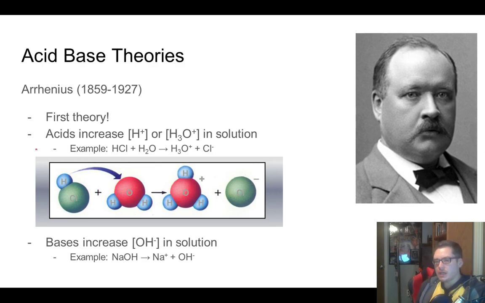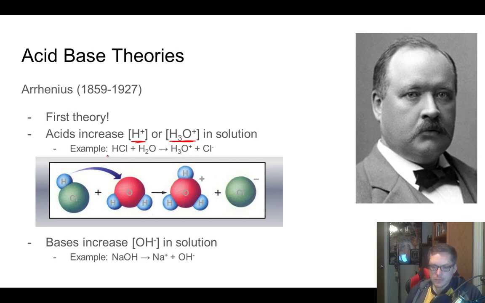Okay, and so his definition was pretty basic. All right, and it's not very robust. He says it's an acid if it increases our H plus, or this hydronium, H3O plus, in solution. And H plus and hydronium are interchangeable because really when we're making a hydronium, we're taking a water molecule and adding this extra hydrogen to it. So we get this hydronium ion right there. So you get the HCl with the H2O forming this hydronium ion.